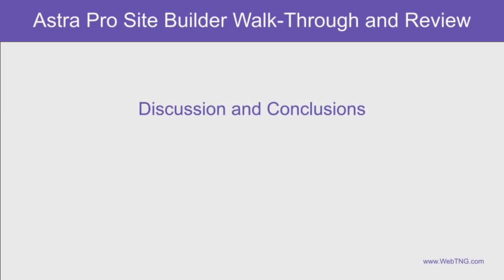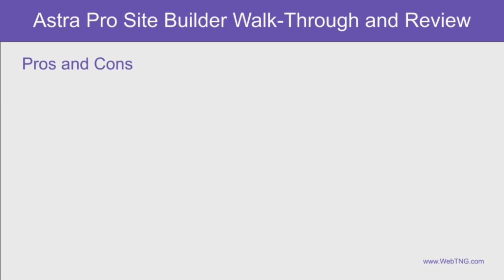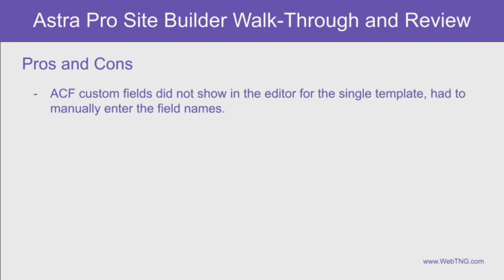Builder. So now that we've done the walkthrough portion, let's have some discussion and conclusions. Let's begin by talking about what didn't work and what did work. The Astra Site Builder is new, and all in all, it is very polished for version 1. The only glitch was that the ACF custom fields didn't show in the dynamic data field list when creating the single template. It wasn't a showstopper, as we were able to manually add the custom field name, and that worked, though the image preview didn't show. All of that worked in the archive context, so this was probably just an oversight.